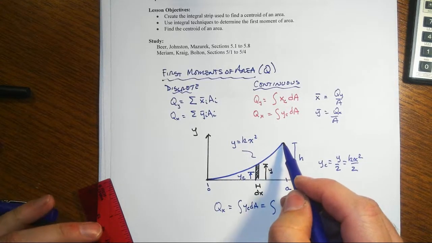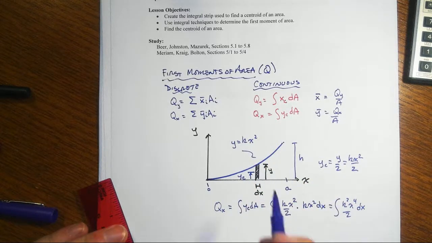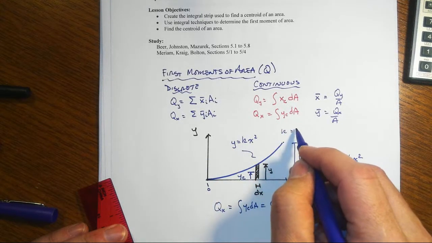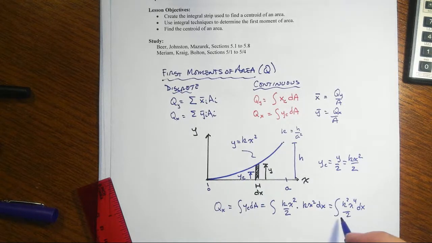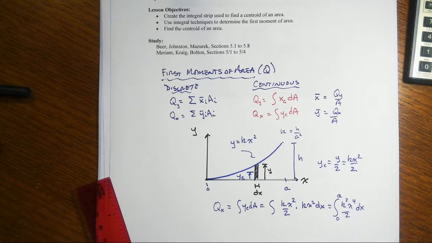We know that this function has a coordinate pair of (a, h) out here at this point. So with that, we would be able to figure out that k is equal to h over a squared. You can substitute that in, and away you go. We're integrating with dx, so that would go from 0 to a, and so on. Now, everything else from there is just more complicated, but it's the same overall approach to how we do things.